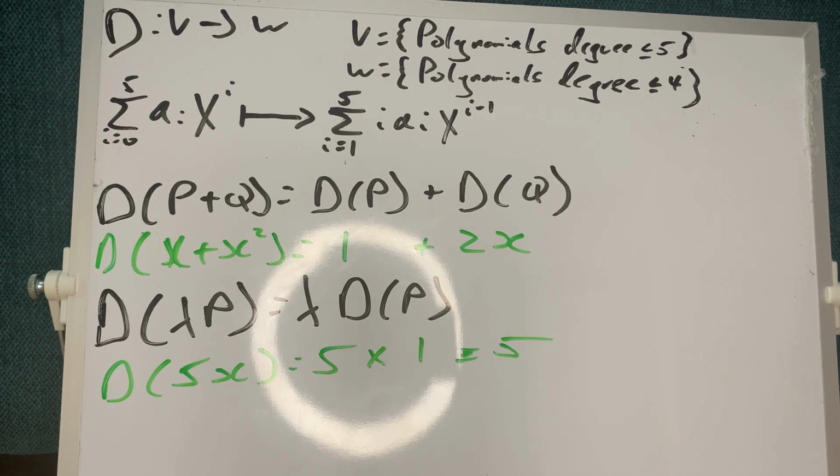And it's the same with lambda. D of lambda p is going to equal lambda d of p. And then we got, as an example, d of 5x is equal to, well, obviously that's 5, which is 5 times 1. So we see that this is a linear map.